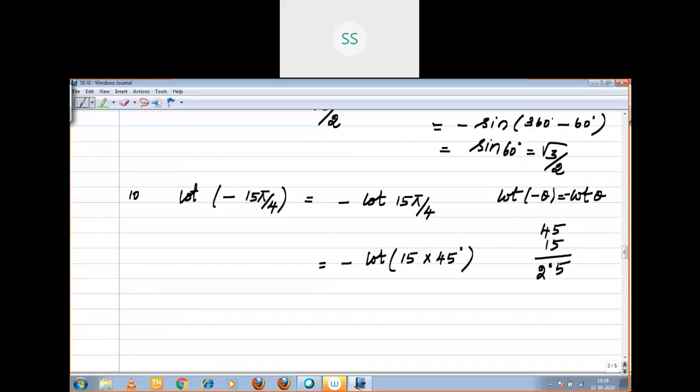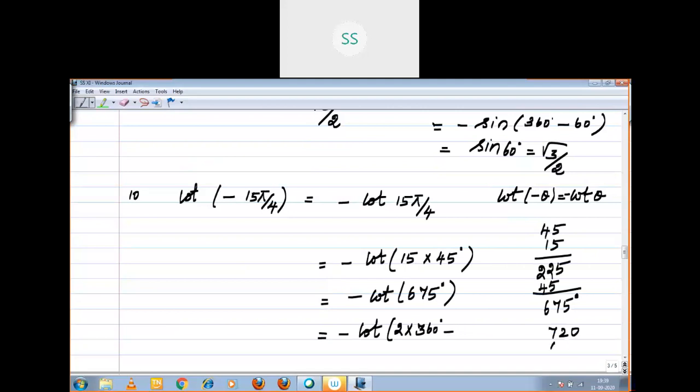15 pi by 4 into 180 by pi, so you get it as 675 degree. Minus cot 675 degree. Right. Here also you can adapt 2 complete rotations. Cot of 2 into 360 degree, that is 720 degree minus how much? 720 minus 675 is 45. Got it, children? Say yes or no. 45 degree.